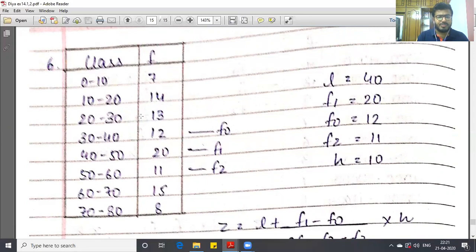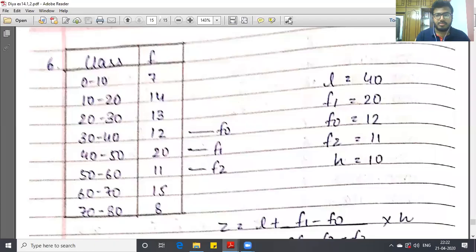The class you have written, and the highest frequency in this is 20. So the class in front of 20, that is 40 to 50, is the model class. So the lower limit of the model class, that is L, is 40. Okay, then F1 is 20, F0 is 12, and F2 is 11. Okay, and then you're substituting the values. The H value is 10.